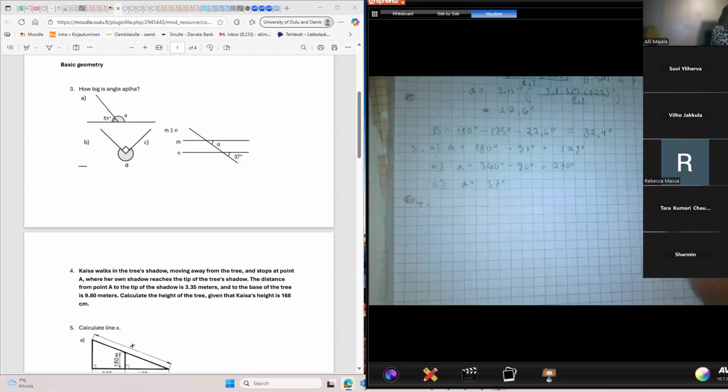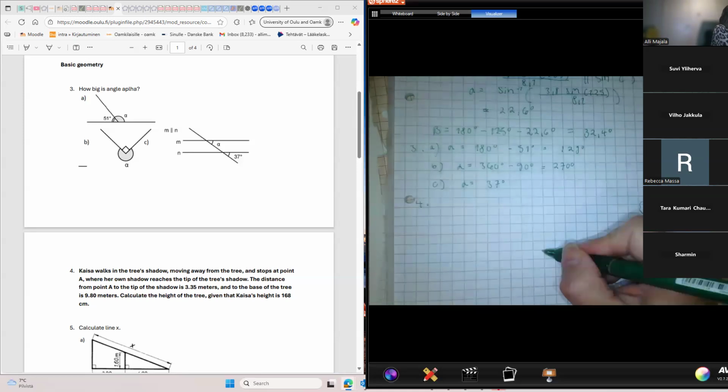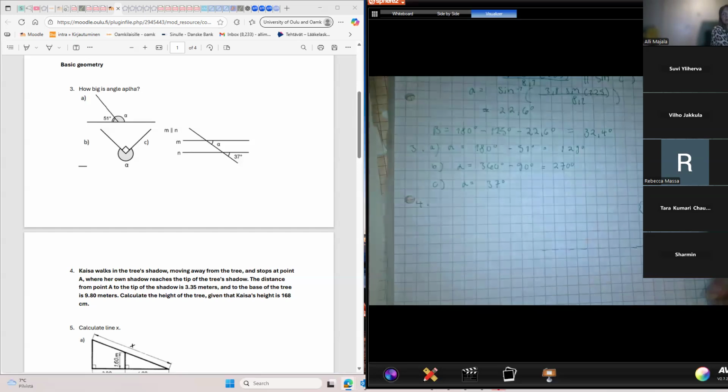So there is a tree. Somebody walks, and there is some shadow of it.